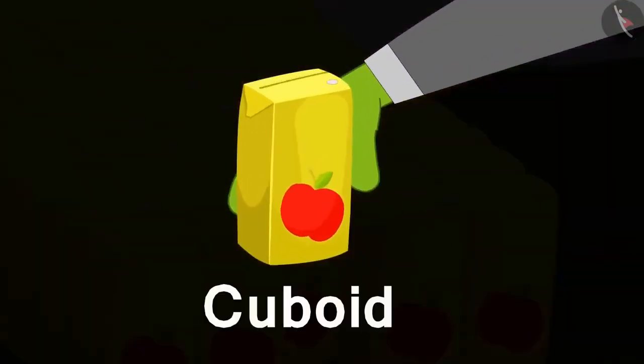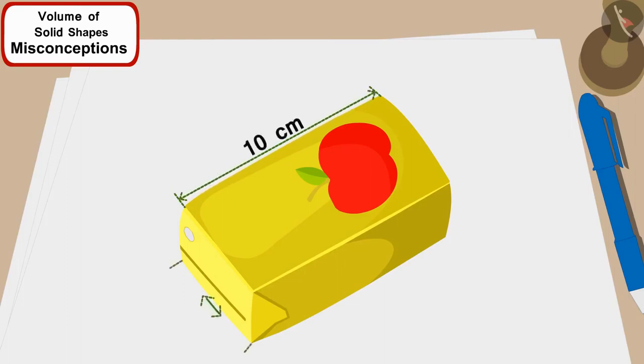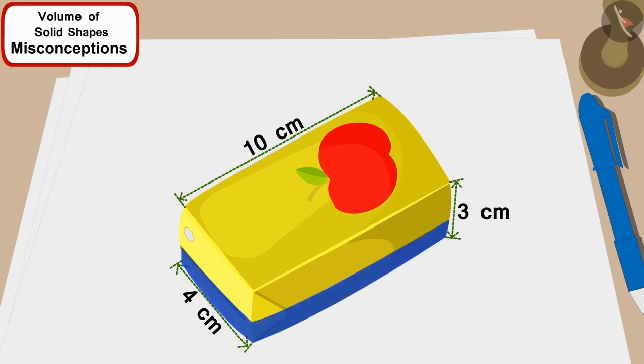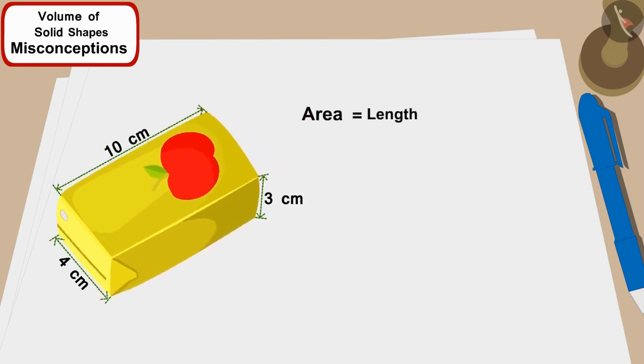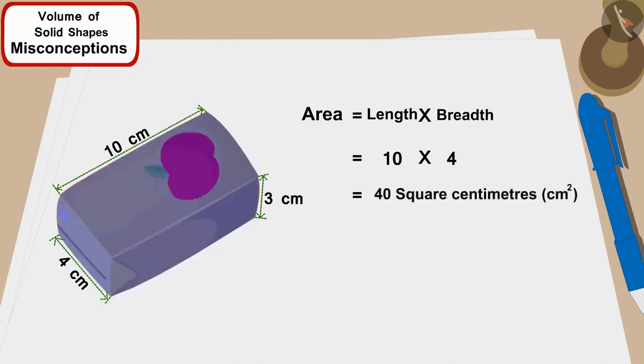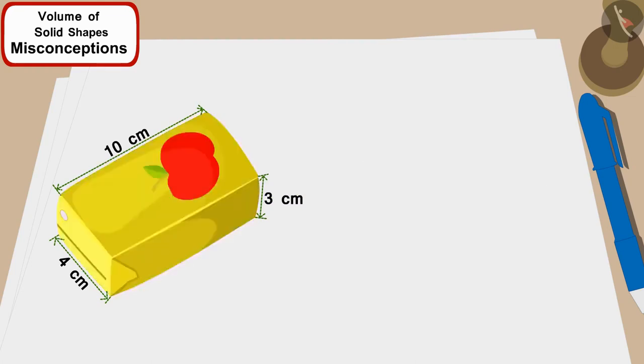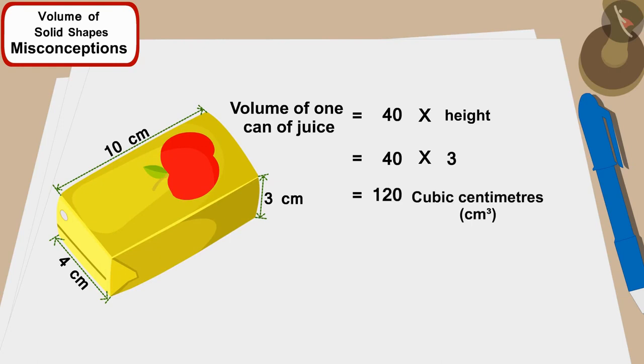Each juice box is cuboid shaped, with a length of 10 centimeters, width of 4 centimeters, and a height of 3 centimeters. That means the bottom layer of each juice box, that is, the length times the width, is 10 times 4, which is equal to 40 square centimeters. And because the height of the box is 3 centimeters, there will be 3 such layers. This means the volume of one can of juice will be 40 multiplied by 3, that is 120 centimeters cubed. Tarru the frog explained to Appu and Bhola.